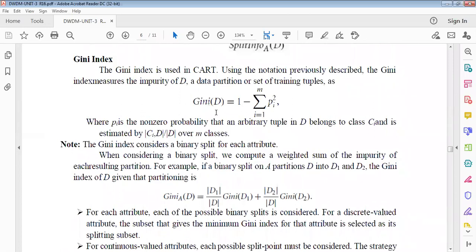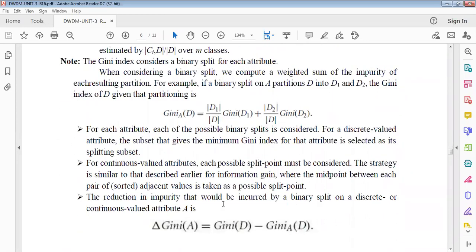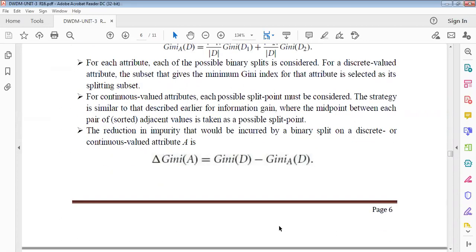This is the original Gini index. This is the attribute Gini index for each attribute: modulus of D1 by modulus of D times Gini of D1, plus modulus of D2 by modulus of D times Gini of D2. Finally, you get the Gini index of a particular attribute. The reduction is the original Gini index minus the attribute Gini index, Gini of D minus Gini of A of D. By using this formula, you get the final Gini index value.